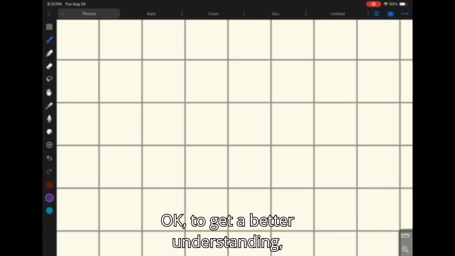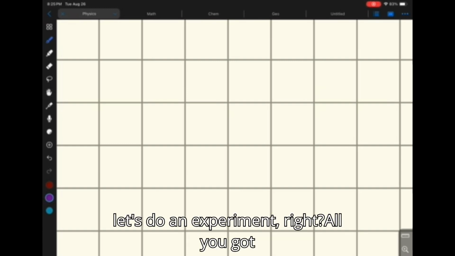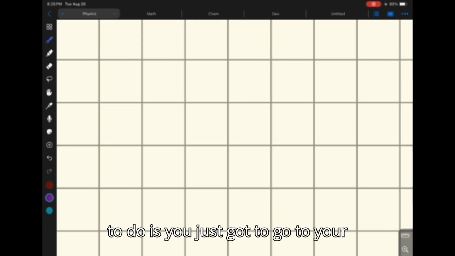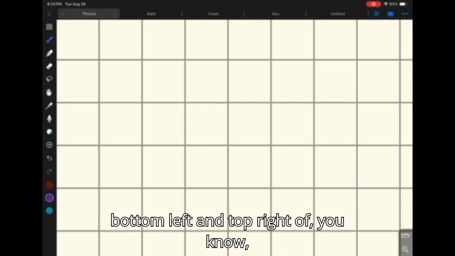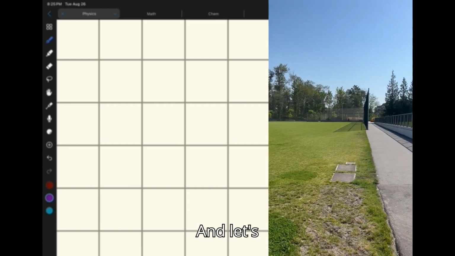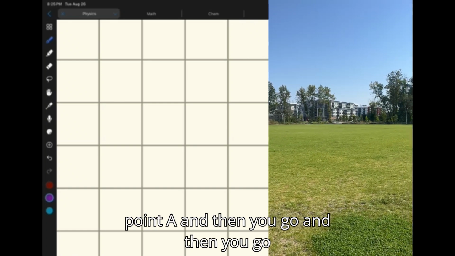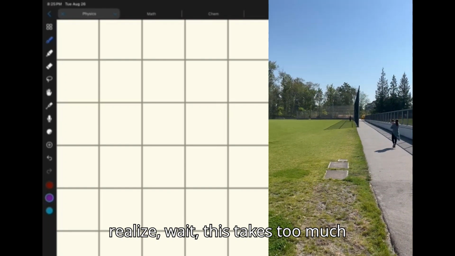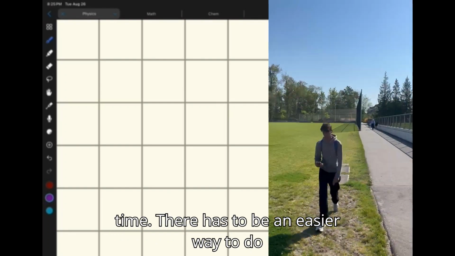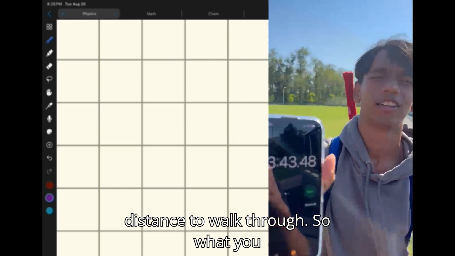Okay, to get a better understanding, let's do an experiment. All you gotta do is go to your nearest park or field and pick 2 points. Make sure they're diagonally across from each other, so bottom left and top right of the rectangular field. And let's walk across the edges. You walk across the edge from point A to point B, and then you walk back, and then you realize, wait, this takes too much time. There has to be an easier way to do this. It's too much of a distance to walk.